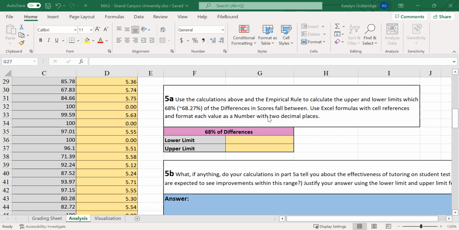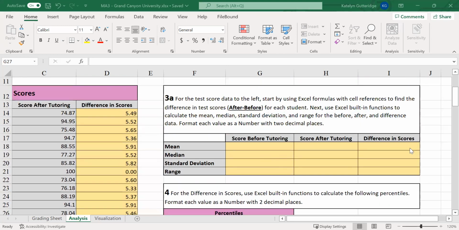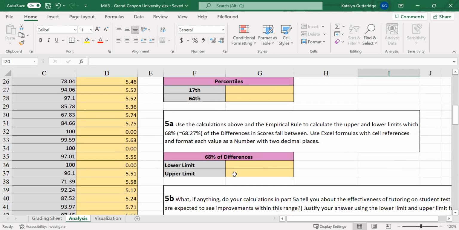The mean and the standard deviation are going to be taken from Part 3A, and you're only looking at the difference in scores. So you will use your mean and standard deviation from Part 3A, and then you're going to follow the empirical rule to find the lower and upper limits for the given percentage. Again, make sure you look to see what percentage you're given and follow the appropriate formulas with those percentages and cell reference the mean and standard deviation into your formula.